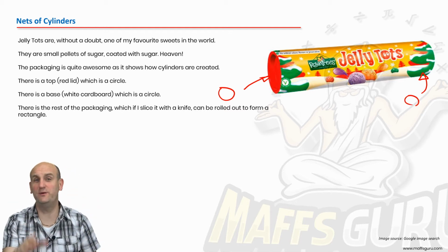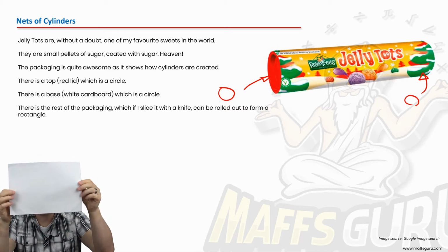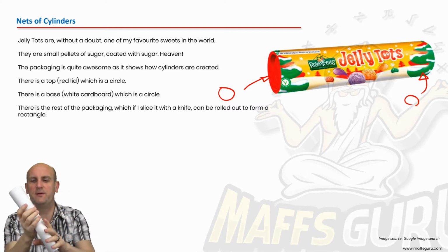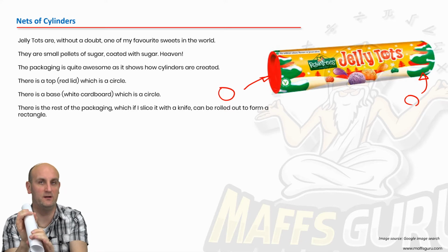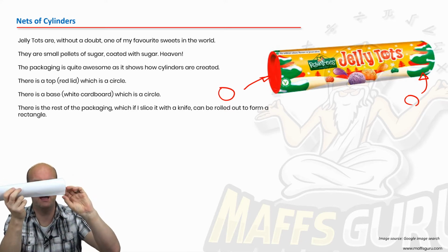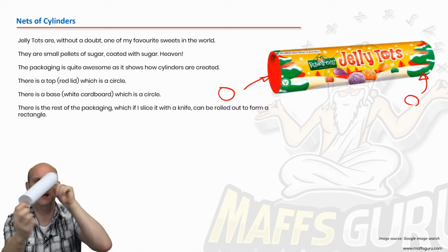What I'm now going to do is a practical demonstration. Here is a piece of paper. It's a rectangle, and as we've done many times before, you can roll these things up. If I turn this around, what do I have? I have a cylinder.